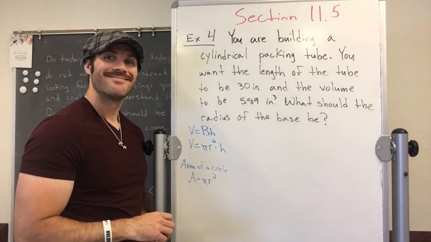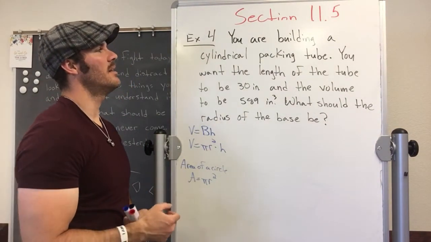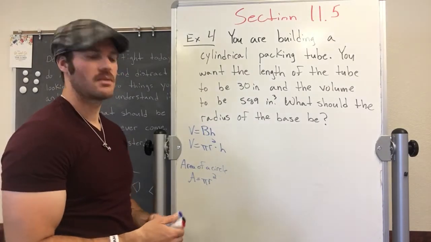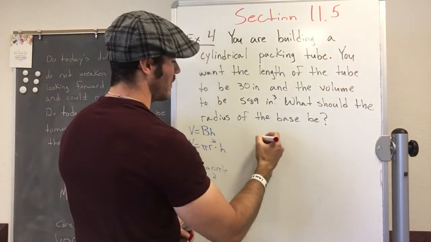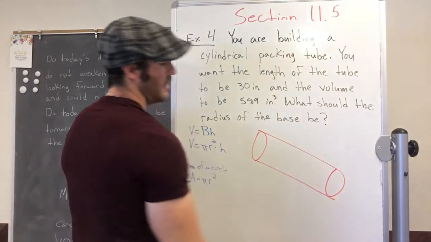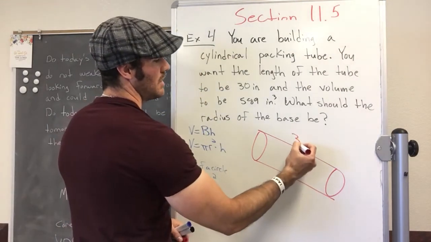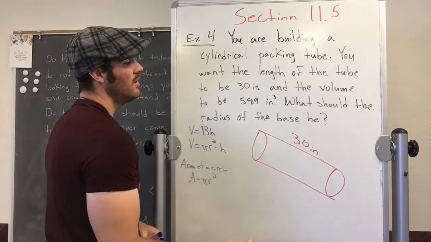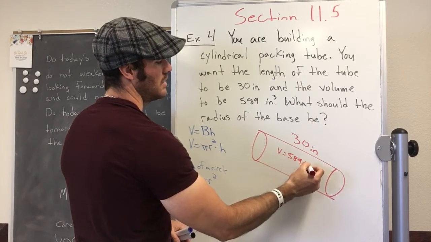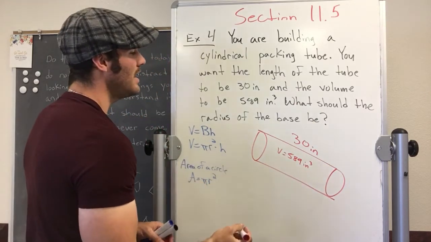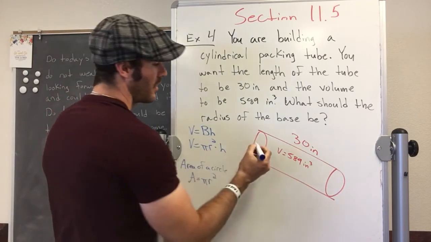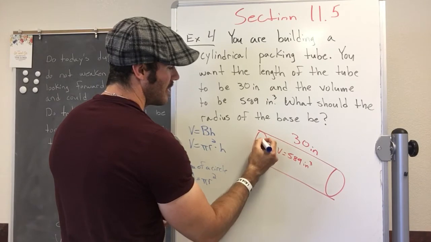Use your notes. You are building a cylindrical packing tube. You want the length of the tube to be 30 inches. So just as a little visual aid, packing tube, and its length is 30 inches, and the volume is 589 cubic inches. What should the radius of the base be? So we are looking for the radius of the base.